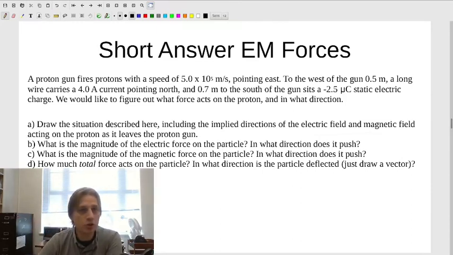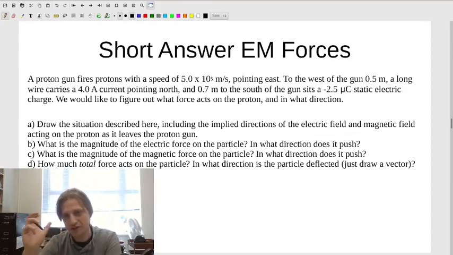This is one of the short answer questions, so I have given you a review that has multiple choice questions. Those multiple choice questions are similar in content, but not the same questions. The short answer questions are very similar to the ones that I'm going to put on the test, just with the numbers changed. So I would definitely advise you to spend some time working through these questions.